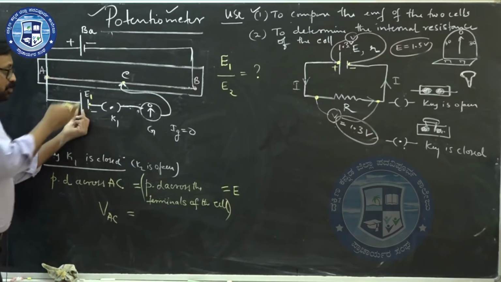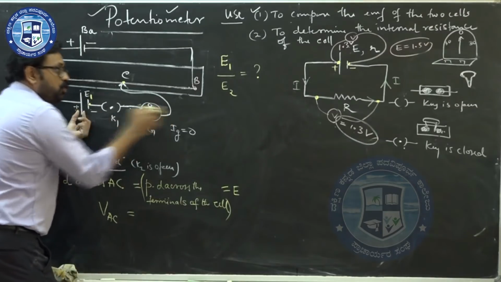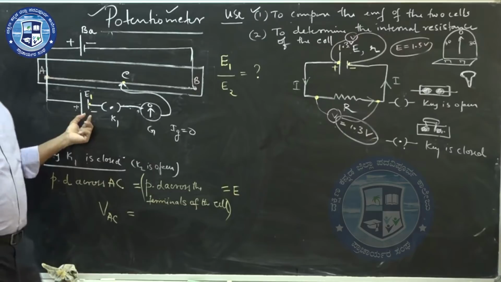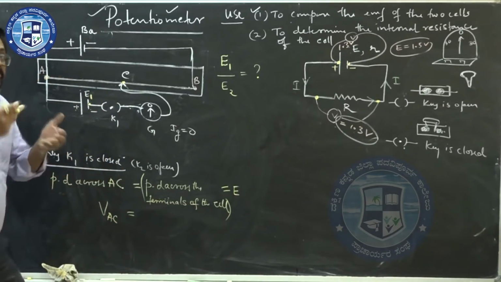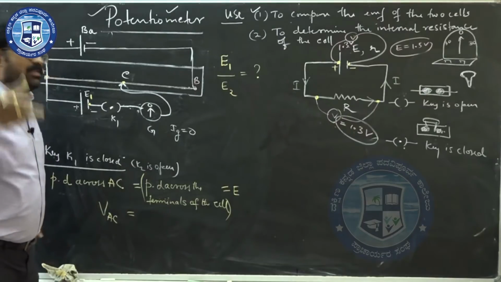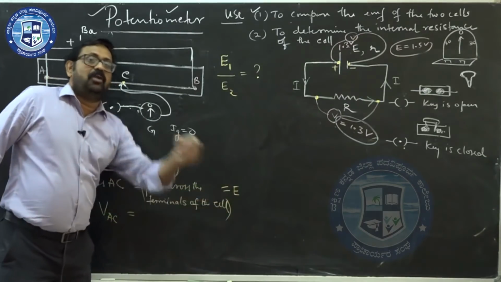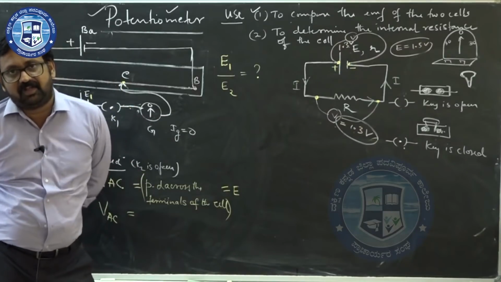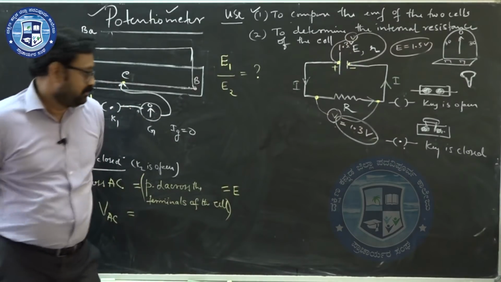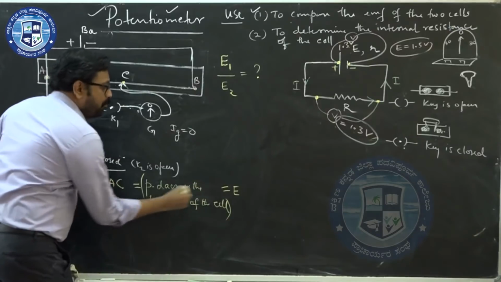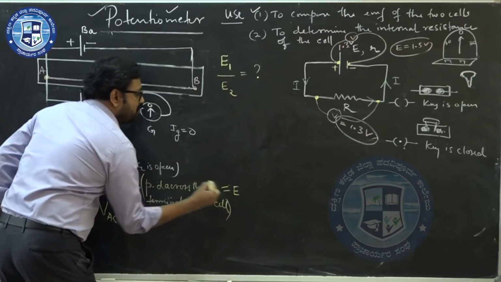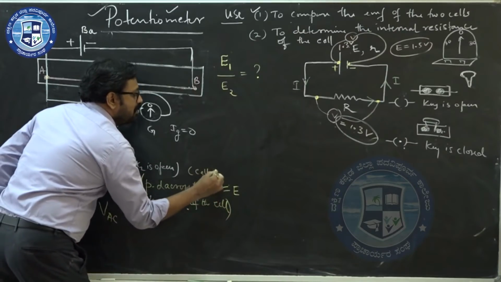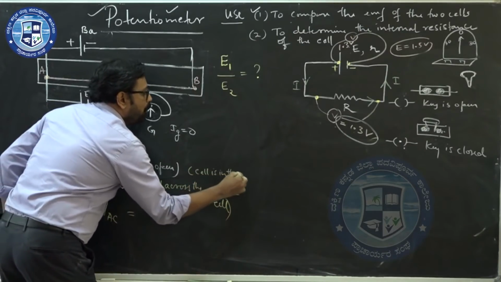The cell is here. Do you have any current in this part? No. Do you have any current in this part? No. Indicating that no current is drawn from this cell. No current drawn from the cell means the cell is in the open circuit. When the cell is in the open circuit, the potential difference is always equal to the EMF of the cell. That means, why is the potential difference between the terminals of the cell equal to EMF? Because the cell is in the open circuit.